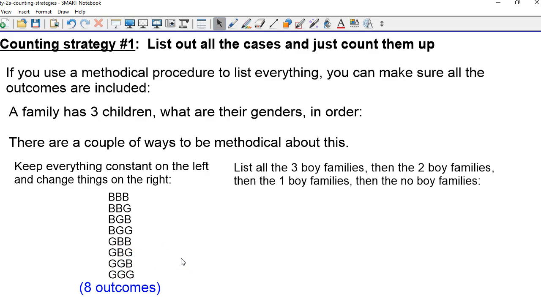Another way to do that same problem would be, let's list all the 3 boy families, and then list all the 2 boy families, and that means we have to pick the spot for the girl to be in. The girl could be last, or the girl could be in the middle, or the girl could be first. And then we could list all the 1 boy families, which means we have to pick the spot where the boy is. The boy is either last, or the boy is second, or the boy is first. And then we could list the no boy families, which there's only 1, all 3 girls. So that would be another way to list the 8 outcomes. So using some kind of a methodology like that.